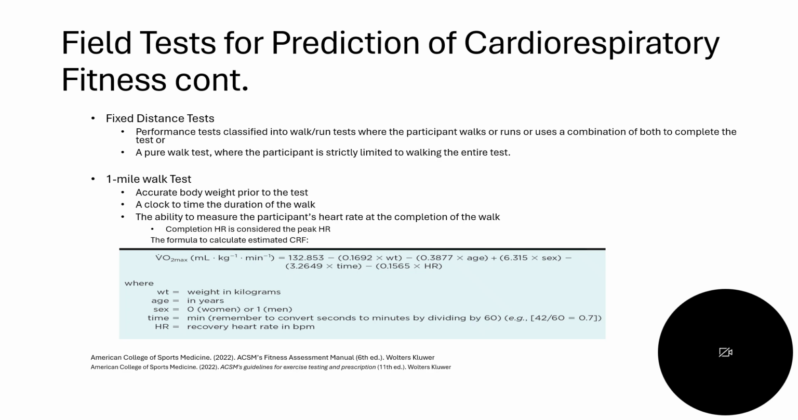In order to use the formula, you have to make sure that the weight is calculated in kilograms and the age in years. For the sex, women would be 0, men would be 1. The time has to be in minutes, so if you've used seconds, you have to make sure you convert that to minutes. The heart rate has to be in beats per minute as well. Once you substitute these values into the formula, then you can calculate the estimated CRF.